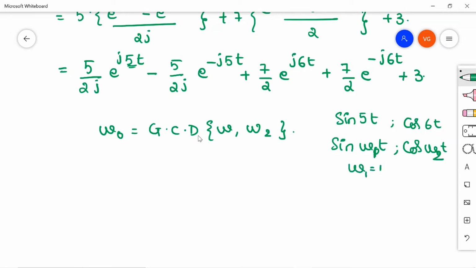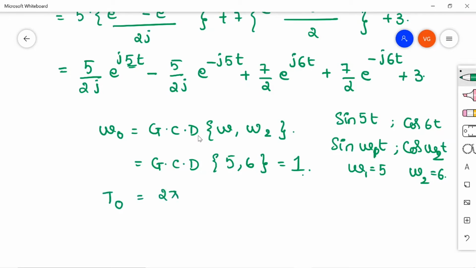So omega 1 is 5 and omega 2 is equal to 6. So to find out the common angular frequency, GCD of 5 comma 6, there is no common factor here, that is nothing but 1 only, right? So GCD is 1 here. If you want the time period also you can write, right? So time period is nothing but 2 pi by omega naught, which is nothing but 2 pi.